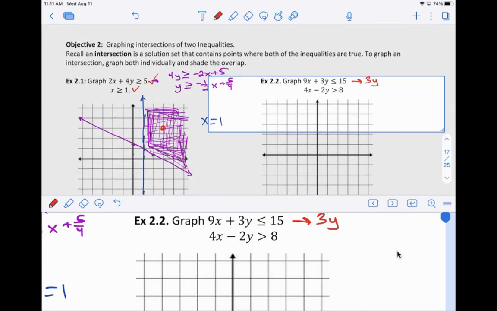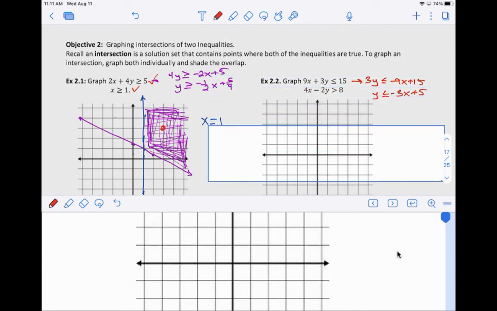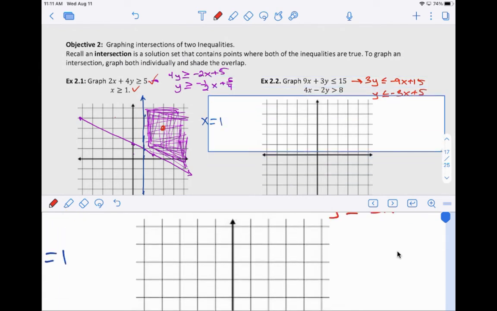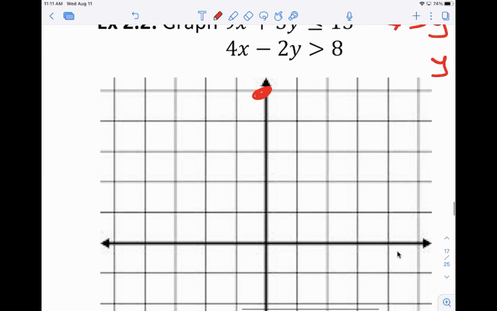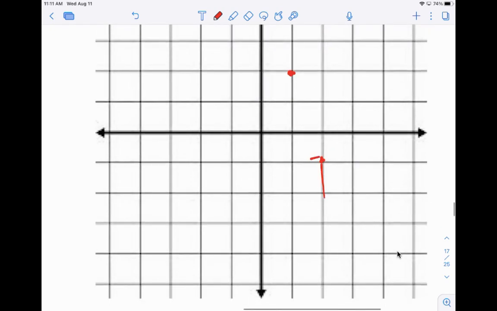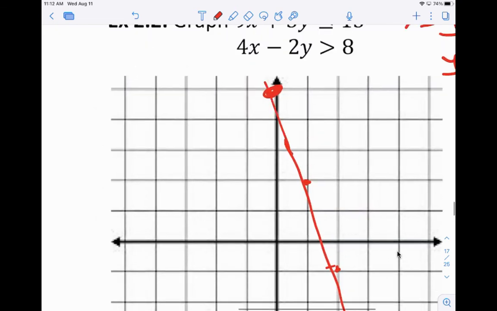We have 3y is less than or equal to negative 9x plus 15, which becomes y is less than or equal to negative 3x plus 5. So up 1, 2, 3, 4, 5, and then down 1, 2, 3 over 1, down 1, 2, 3 over 1, and we get this solid line here.